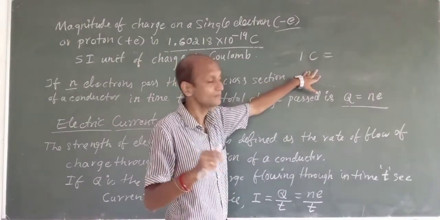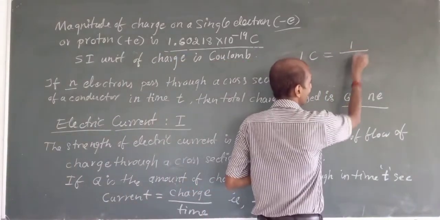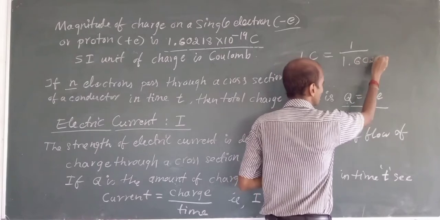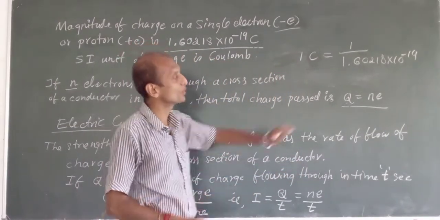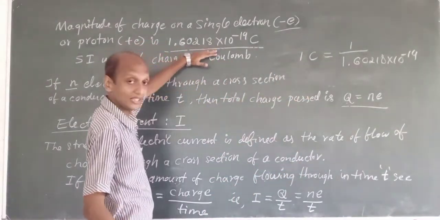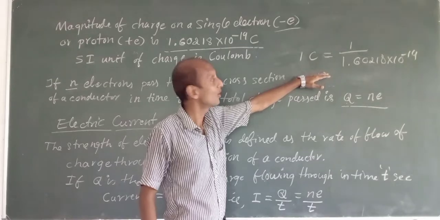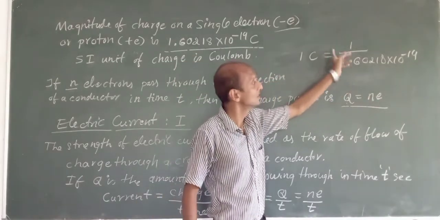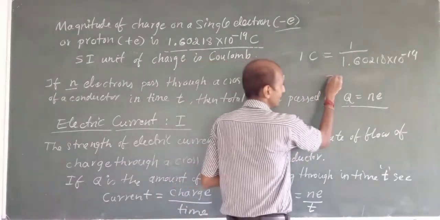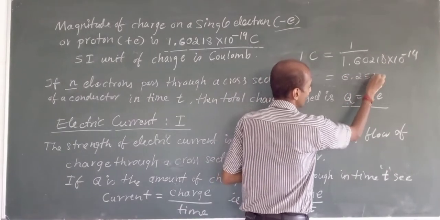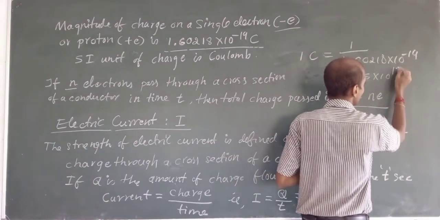So to calculate the number of electrons present in 1 coulomb of charge, what I have to do is 1 divided by 1.60218 into 10 power minus 19. So 1 coulomb will have how many electrons? This is how I can calculate: 1 divided by the charge carried by 1 electron. If I do that, it will be 6.25 into 10 power 18 electrons.